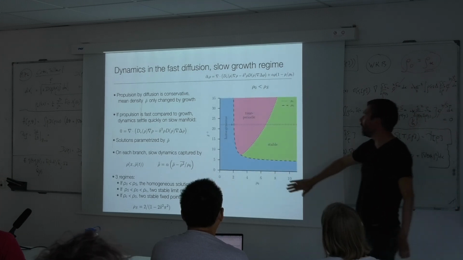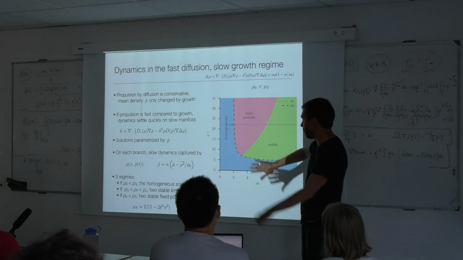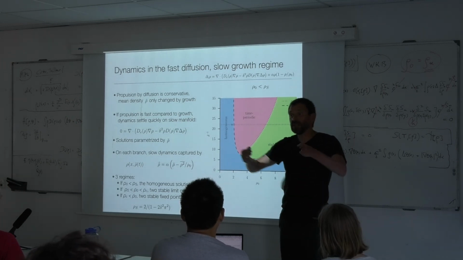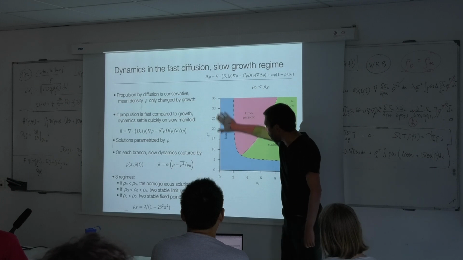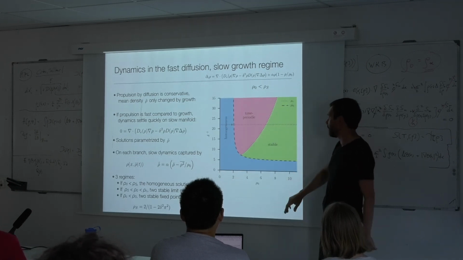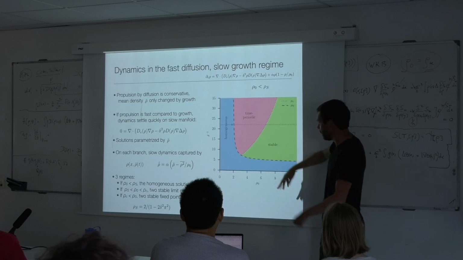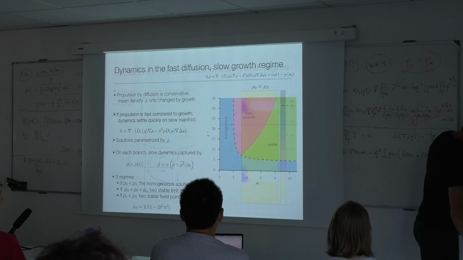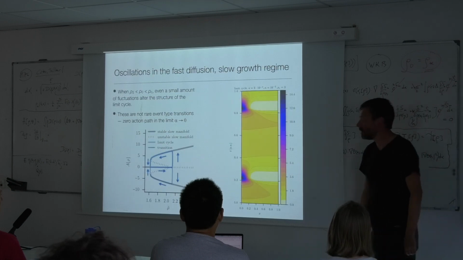First of all, you can draw a little phase diagram, with rho zero, which is the value of the regularization parameter. Then you have a phase diagram where these are the homogeneous solutions, the time-periodic limit cycle, and the region with two stable states, and you can define this just by looking at stability. Now you can look at what happens with the noise.